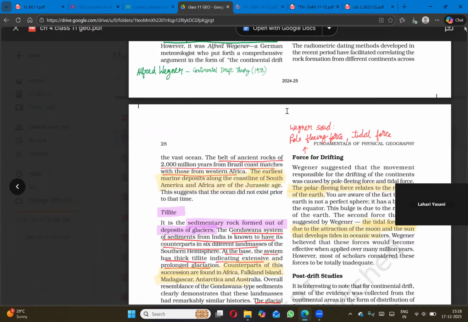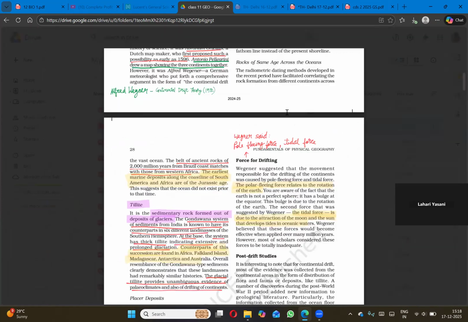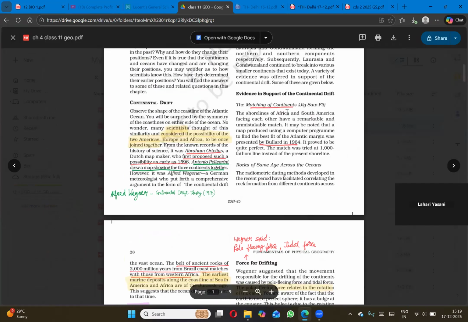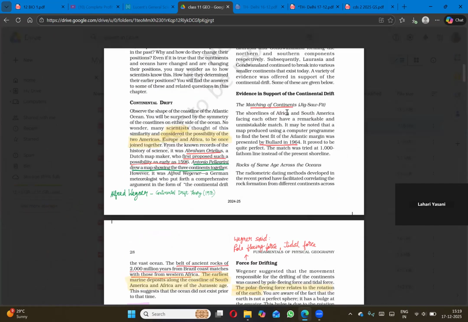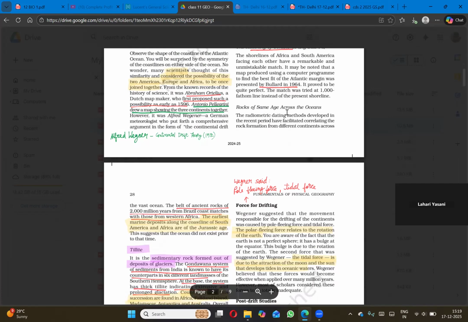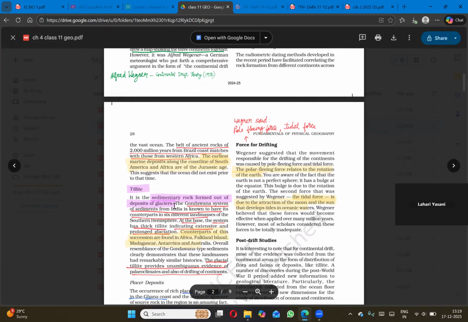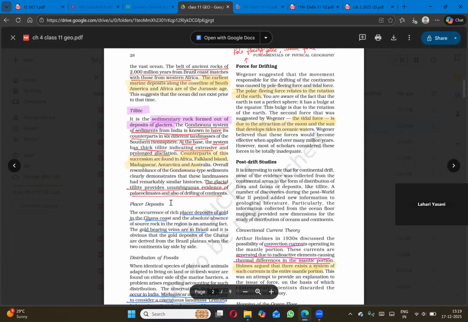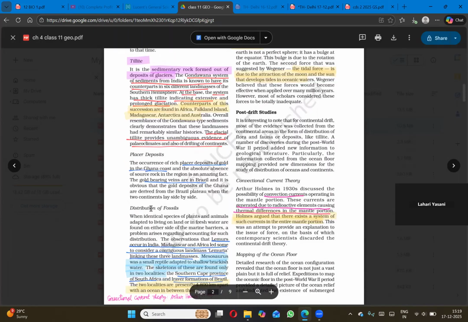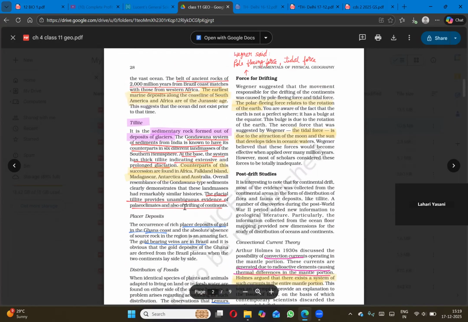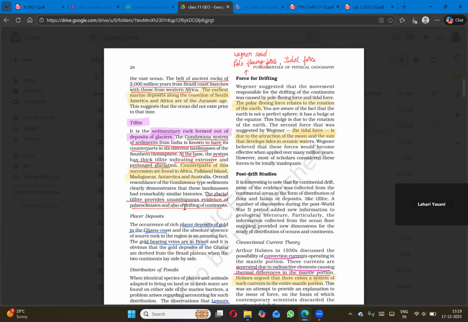Next, we'll have an overview of all the evidences of continental drift theory. One is the matching of continents. Second is the rocks of same age across the oceans. Third is the tillite. Fourth is the placer deposits. And fifth is the distribution of fossils. Now we'll learn how the Pangea, the single landmass, began to drift.